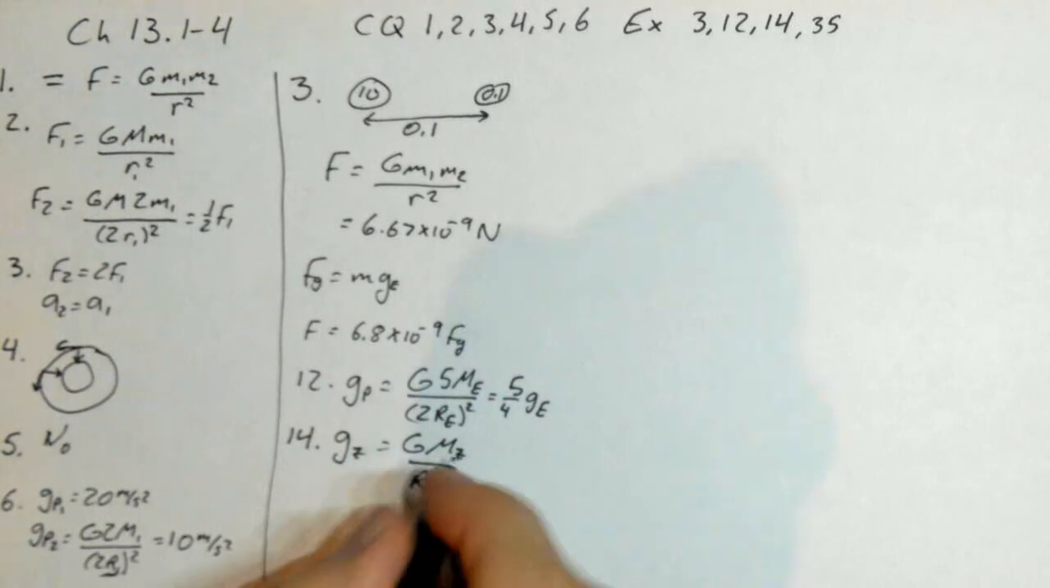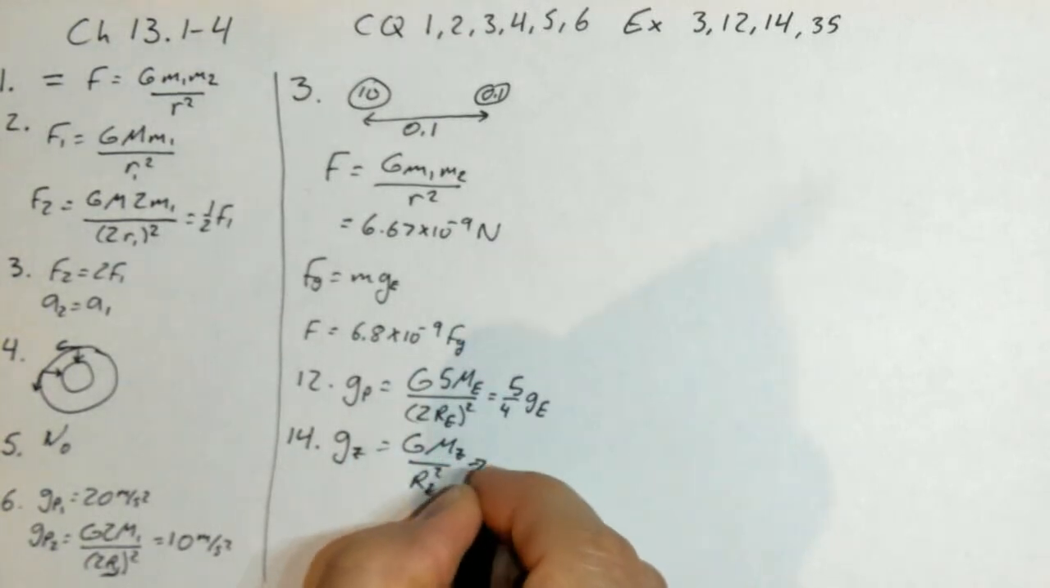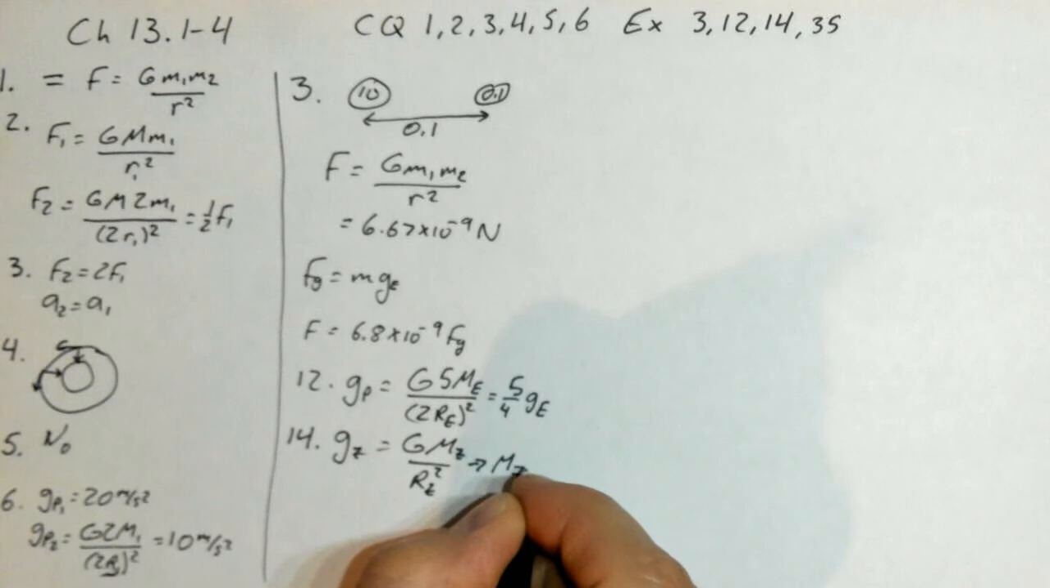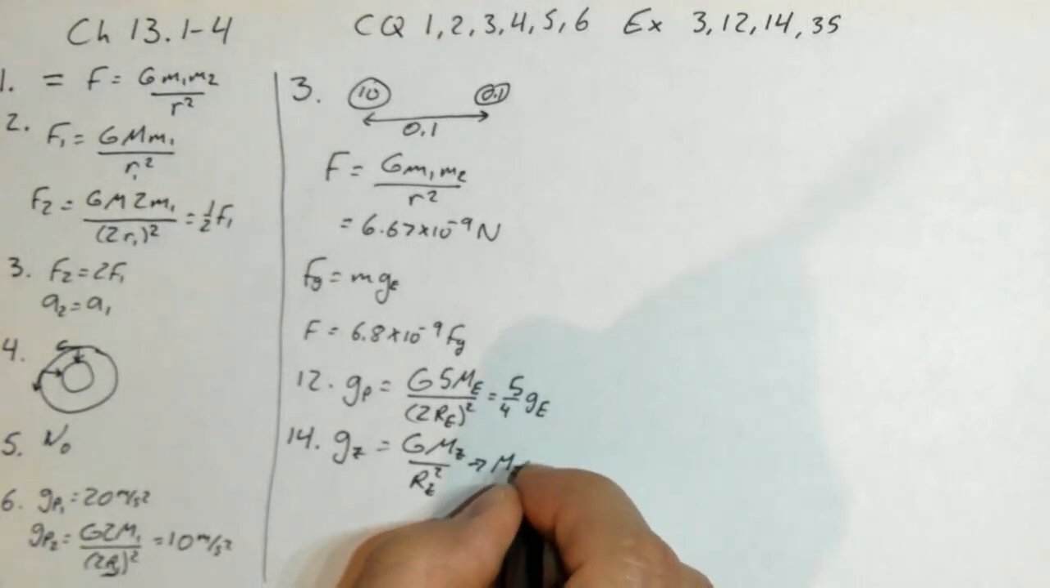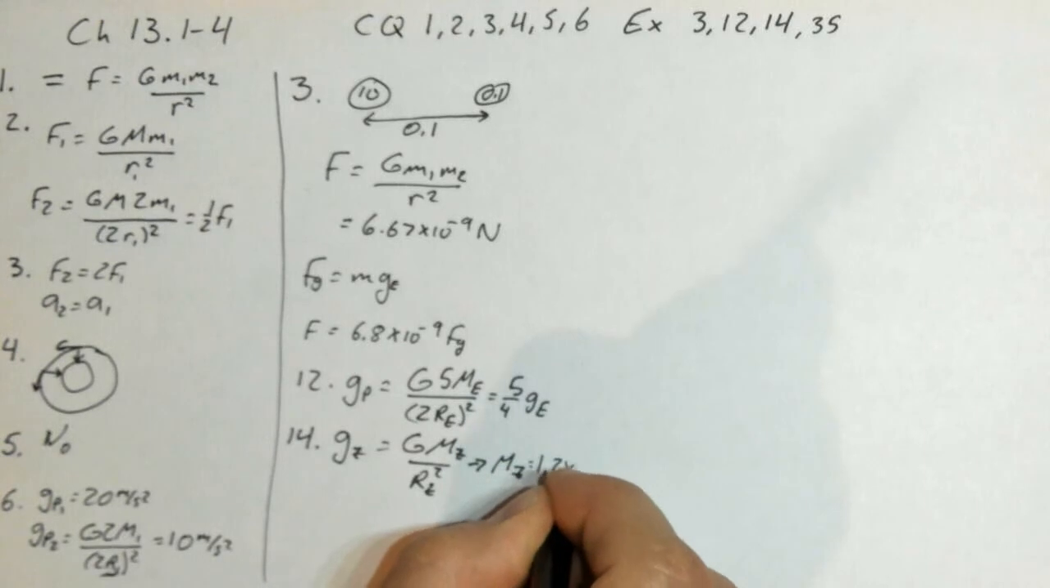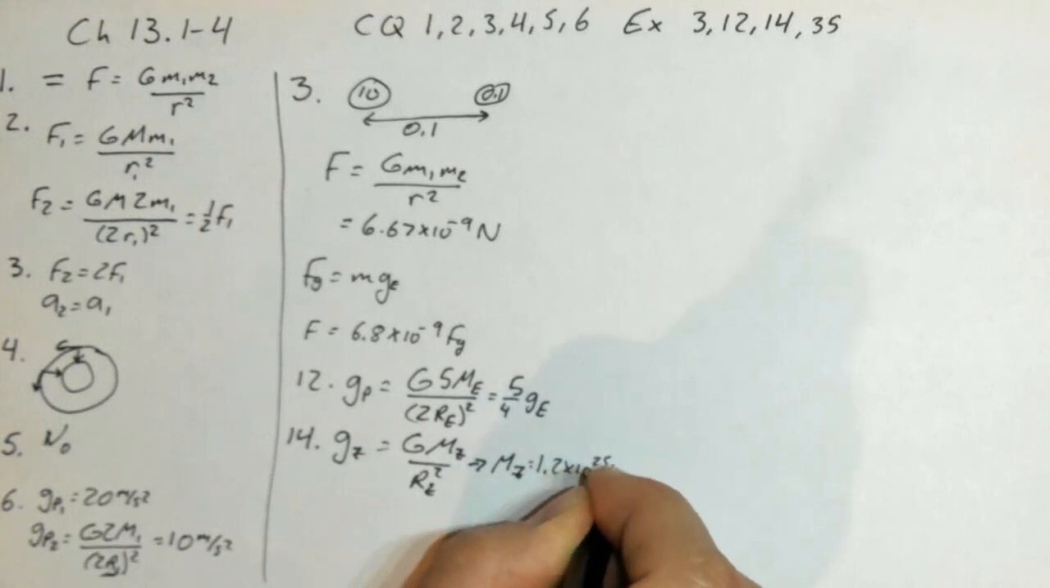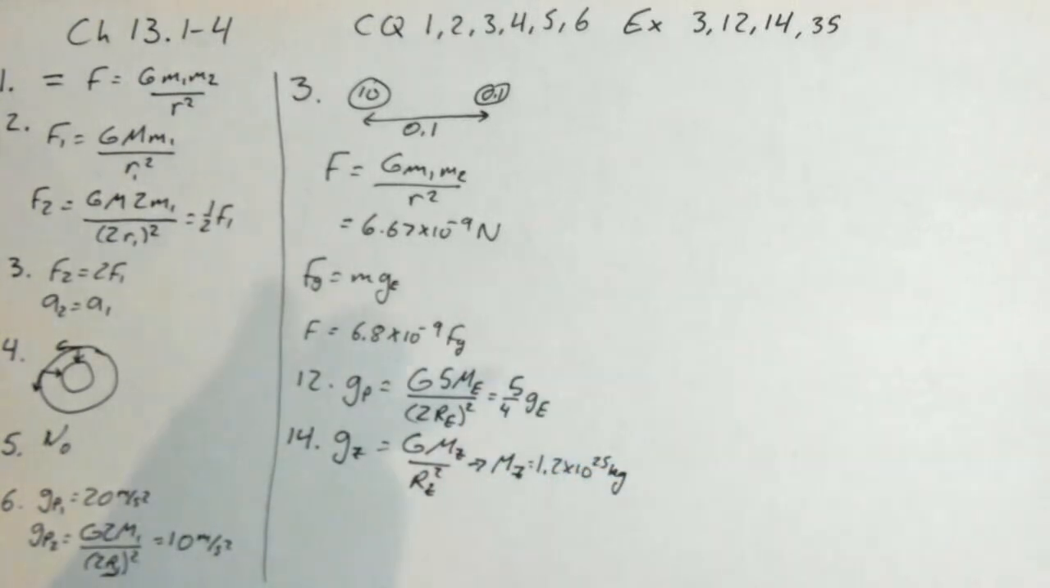And we can find this mass. This is just solving for that mass. We get m_Z is equal to 1.2 times 10 to the 25th kilograms, which is similar, a little bit bigger than the mass of the Earth. Okay, that was part A.